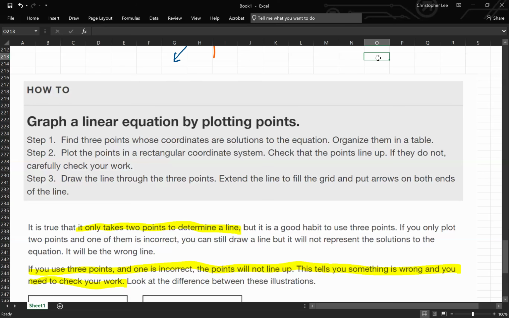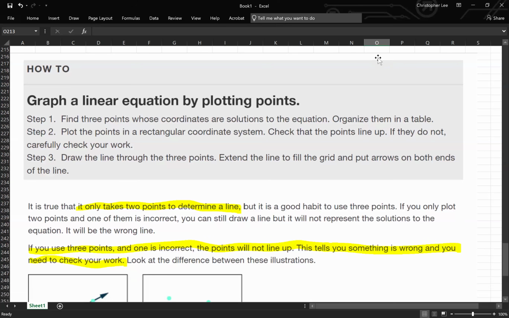Good. All right. It is true that it only takes 2 points to determine a line, but it is a good habit to use 3 points. If you only plot 2 points and one of them is incorrect, you can still draw a line, but it will not represent the solution to the equation, right? So it'll be the wrong line, in other words. If you use 3 points and one is incorrect, the points will not line up. This tells you something is wrong and you need to check your work, right?